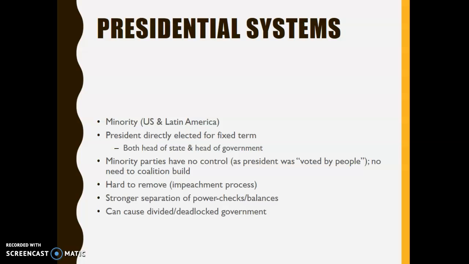So this would be a good time to pause your video because we are now going to look at semi-presidential systems. So if you can pause now and then watch that video and then pick up for the last bit I'll add on here.